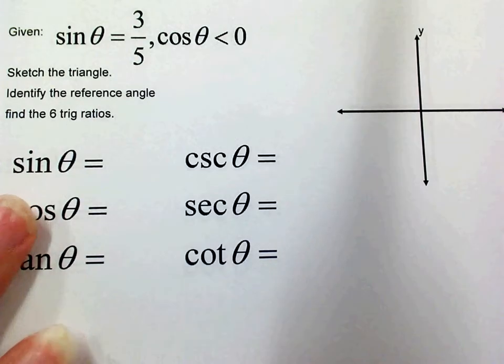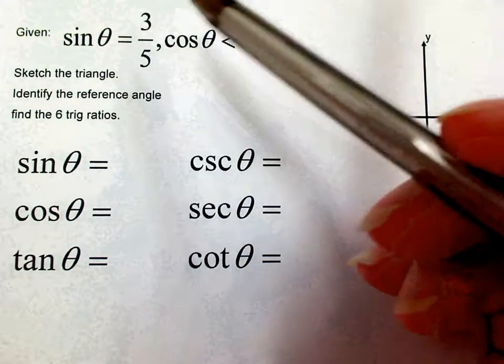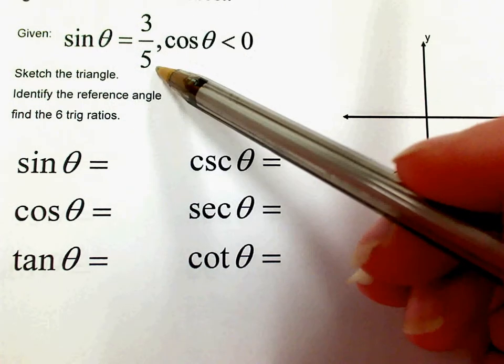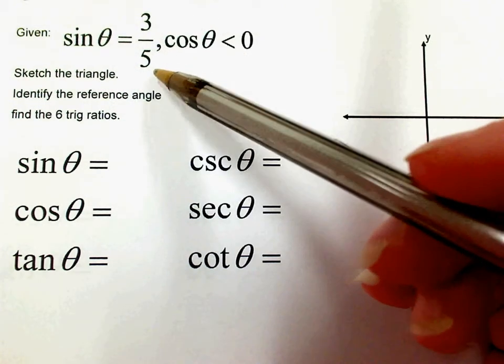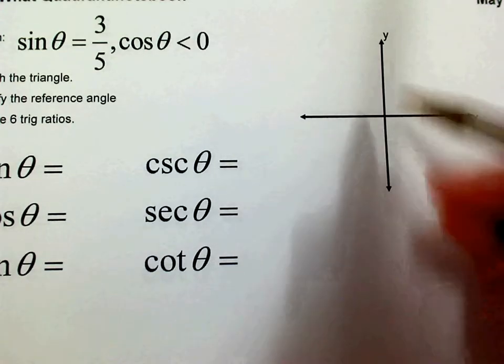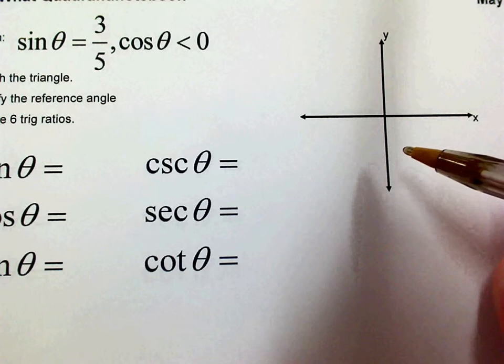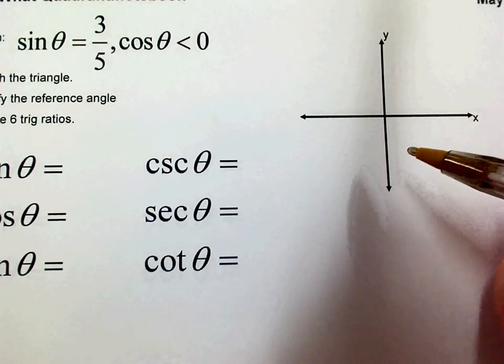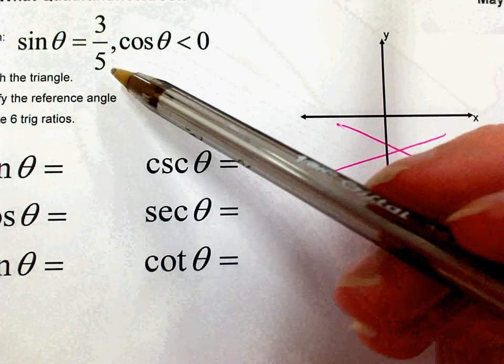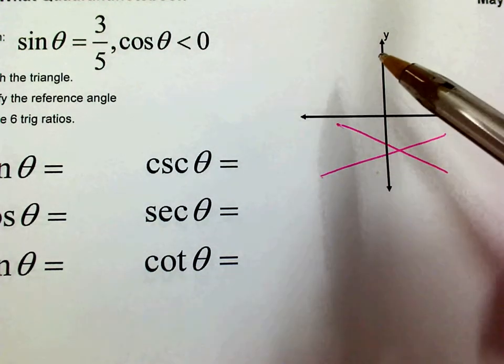Okay, so here's what I know. Sine has to do with y values, right? If sine is positive, where are the two quadrants where sine is positive? The top two. So draw an x and y, guys, and mark out those two quadrants. Because we know if sine is positive, it has to be in the top two quadrants, because sine is the y value.